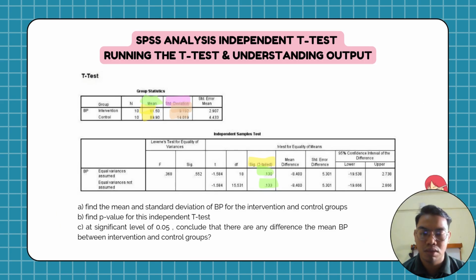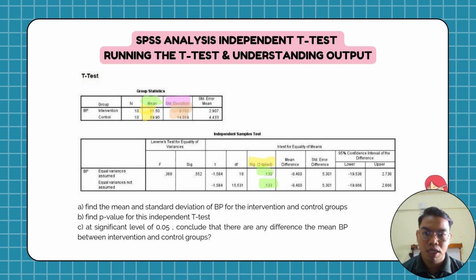Next, I'll proceed to find the mean, standard deviation, p-value, and to conclude this study. From the t-test table, we can see the mean and standard deviation of BP for both the intervention and control groups. The mean BP of the intervention group is 81.50, and for the control group is 89.90. Next, the standard deviation for BP: for the intervention group it is 9.192, and for the control group it is 14.019.